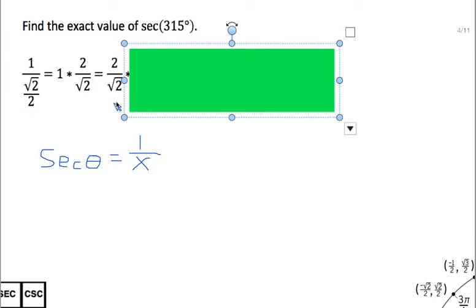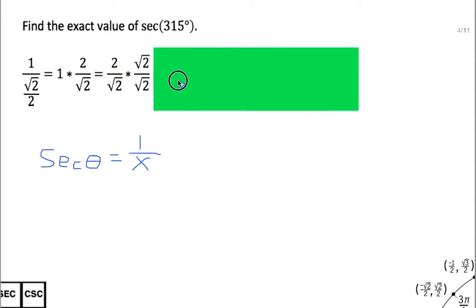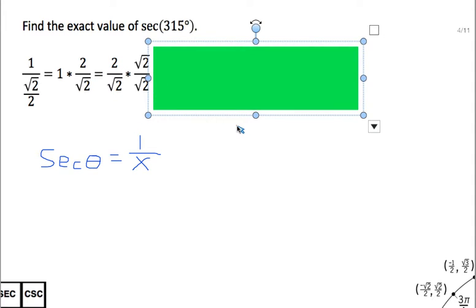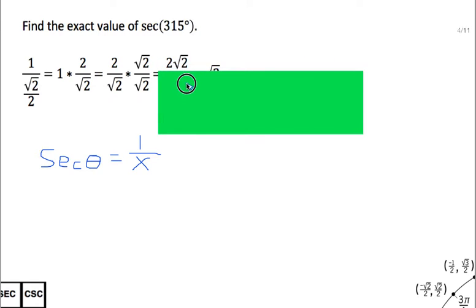Hopefully everybody knows that you cannot leave the radical in the denominator. So whatever my denominator radical is, I'm going to have that radical in the numerator, and I'm going to multiply by this fraction, which essentially, as most of you realize, is multiplying by 1. When you multiply fractions, you multiply straight across. So in my numerator, I'm going to have 2 times the square root of 2.